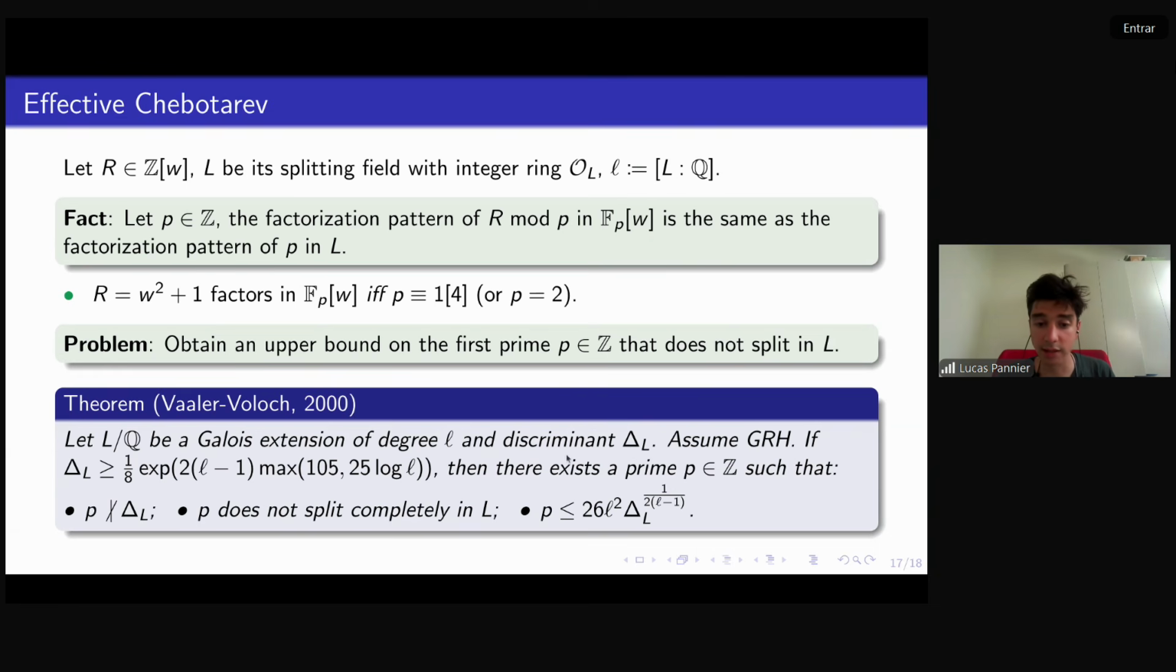And just one remark is that this degree of L is not equal to the degree of our polynomial in general, and this discriminant of L is not equal to the delta, which is the leading coefficient of our polynomial in general. So we do not use the same parameters in the two problems.